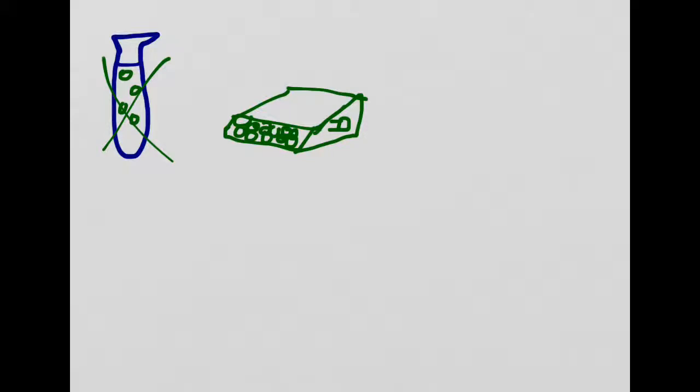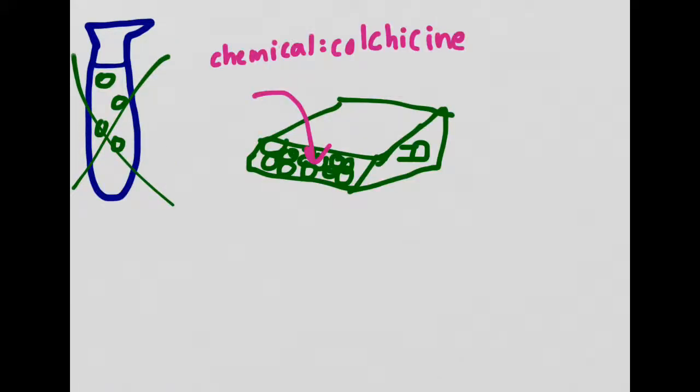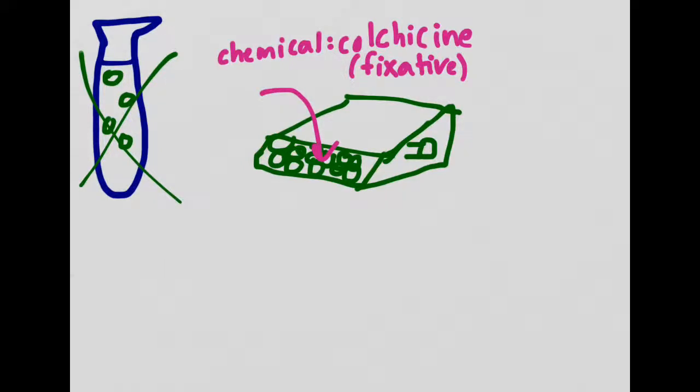But before we actually extract the cells from the tissue culture flask, we're going to pour in a particular chemical. The chemical is called colchicine. And this is something that's extracted from the saffron plant, in case you're curious. And colchicine is a chemical fixative. And what fixatives do is it allows the cells to grow and go through interphase and then go through the S phase so that we have the duplication of chromosomes.